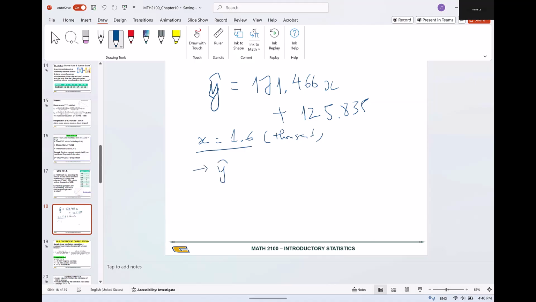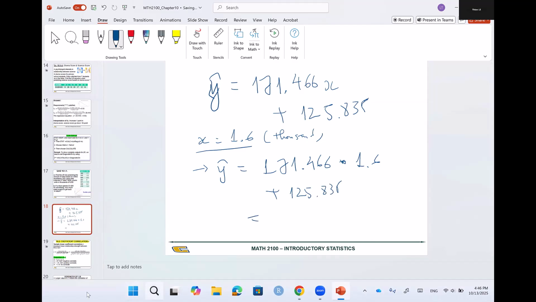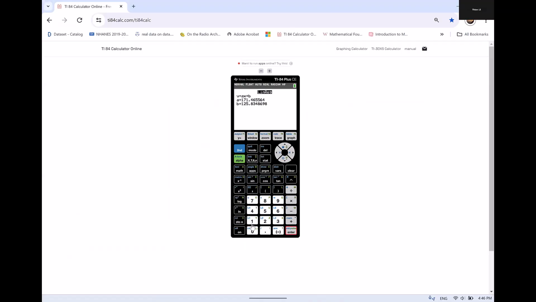And you can plug in and find the Y hat, which is 171,466 times 1.6 plus 125,835. Let's see what we get here. So you do the calculation: 171,466 times 1.6, and plus 125,835, which is the intercept here.